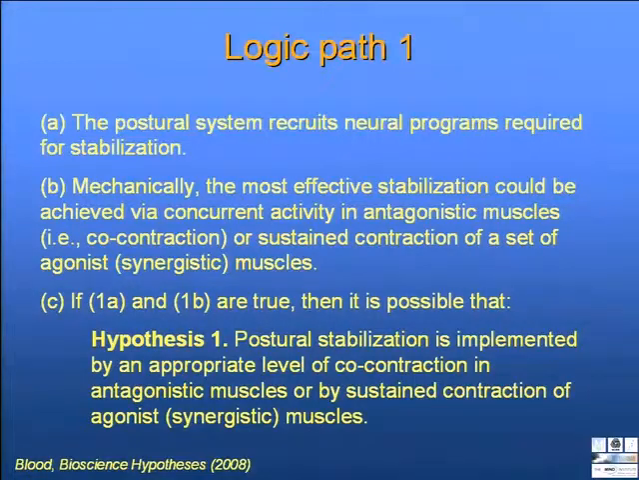So first, basically, the postural system recruits neural programs required for stabilization. That is sort of intuitive, and I'm going to define it a little more broadly to be all stabilization. Mechanically, the most effective stabilization is going to be implemented by co-contraction of antagonistic muscles, so you can't move. I was just talking about that before. This co-contraction of antagonistic muscles kind of blocks movement. If someone's taking your picture and you're trying not to move, you'll probably notice, or you might not notice, that you're tensing up a lot of your muscles, and those muscles are all antagonistic to each other and to movement.